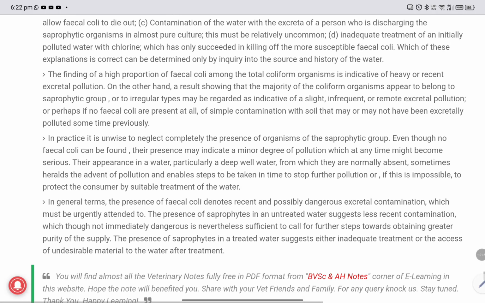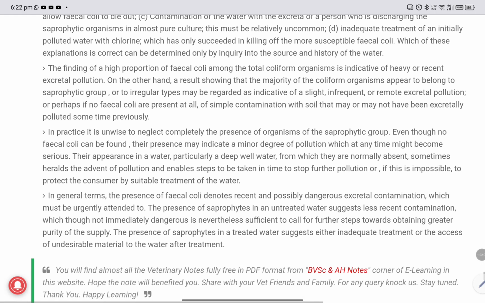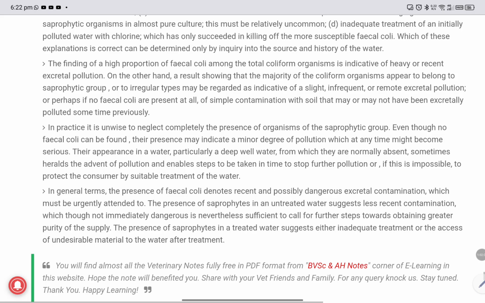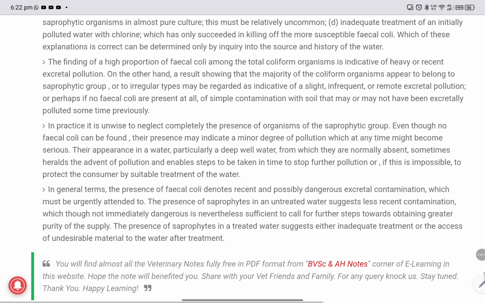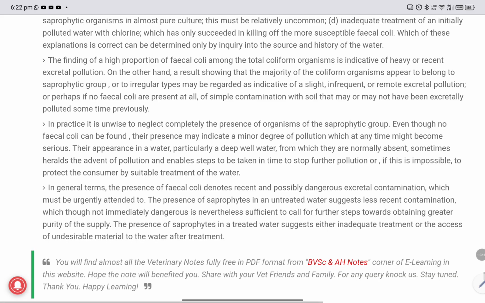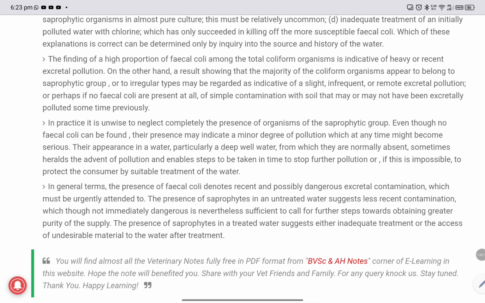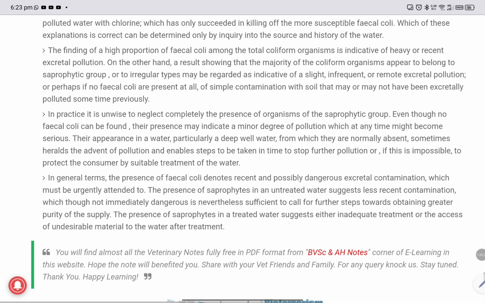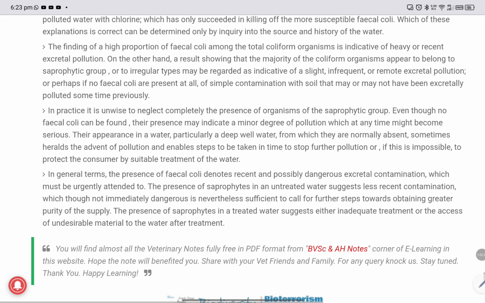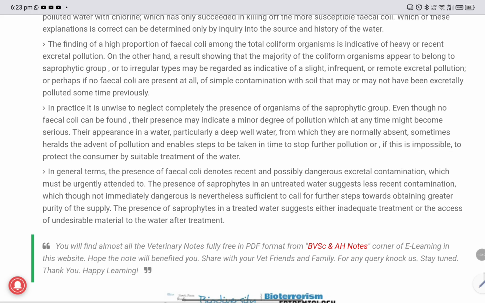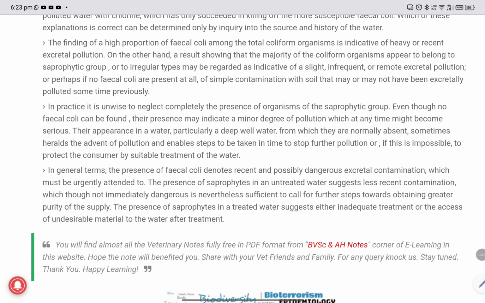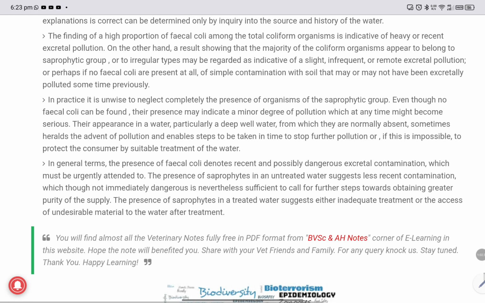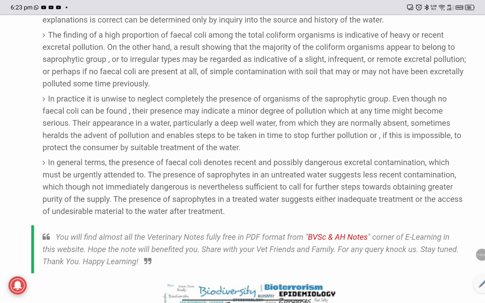The finding of a high proportion of fecal coli among the total coliform organisms is indicative of heavy or recent excretal pollution. On the other hand, a result showing that the majority of the coliform organisms appear to belong to the saprophytic group or to irregular types may be regarded as indicative of slight, infrequent or remote excretal pollution, or perhaps, if no fecal coli are present at all, of sample contamination with soil that may or may not have been excretally polluted sometime previously.